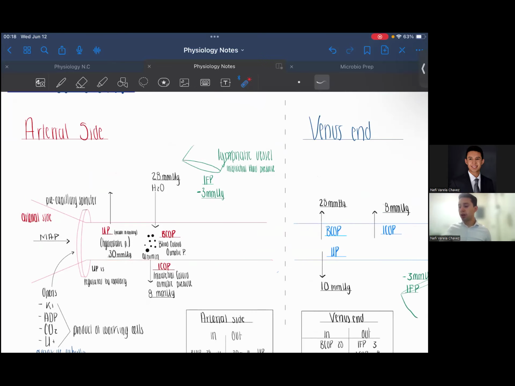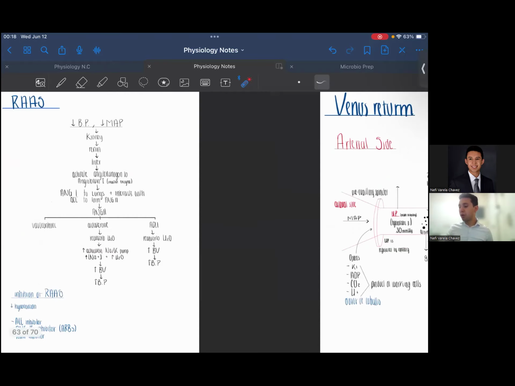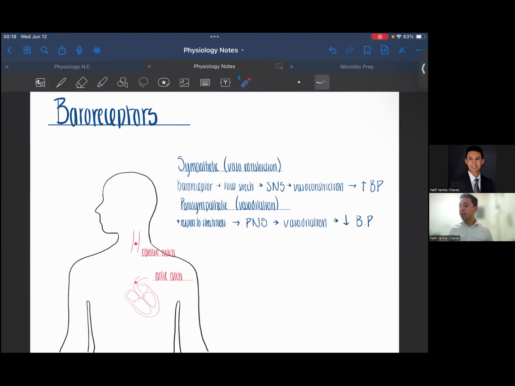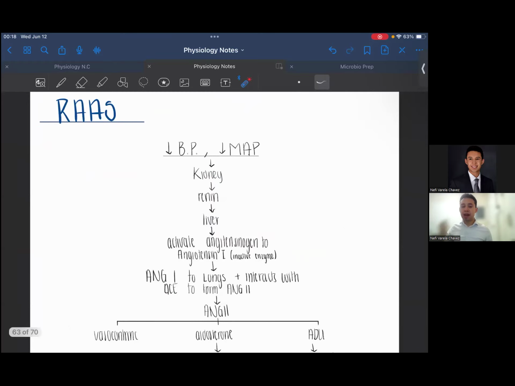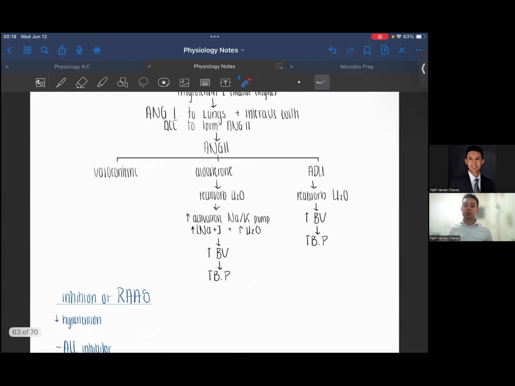So that's venous return. This is the first part, and in the next video, I'm going to describe some cool things such as the photoreceptors, the RAS system, and other ways our body regulates blood pressure.